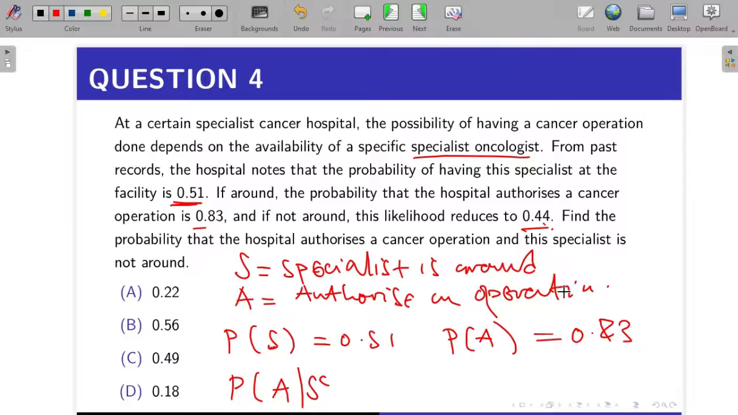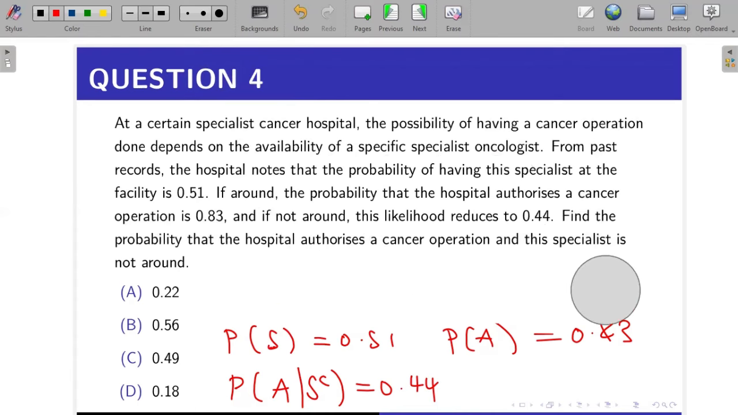So now here we want to find the probability that the hospital authorizes a cancer operation and this guy here is not around. That's what we want to find. So there we're just finding the intersection of some events. The word "and" is the key word, and it simply means intersection. The probability that the hospital authorizes and the specialist is not around, meaning A intersection S complement, like this. So this is what we are looking for.